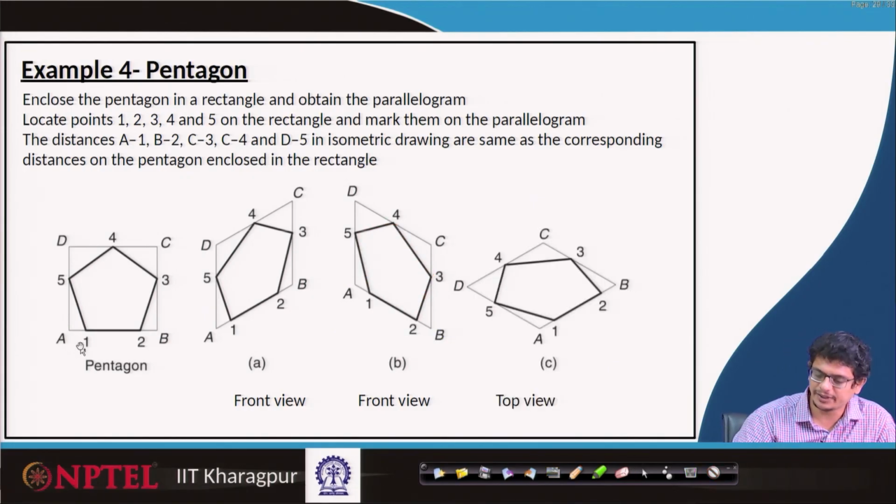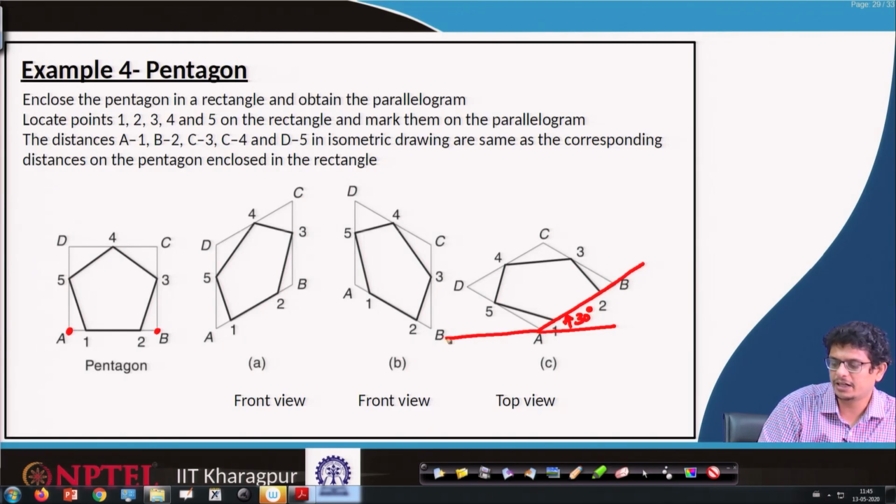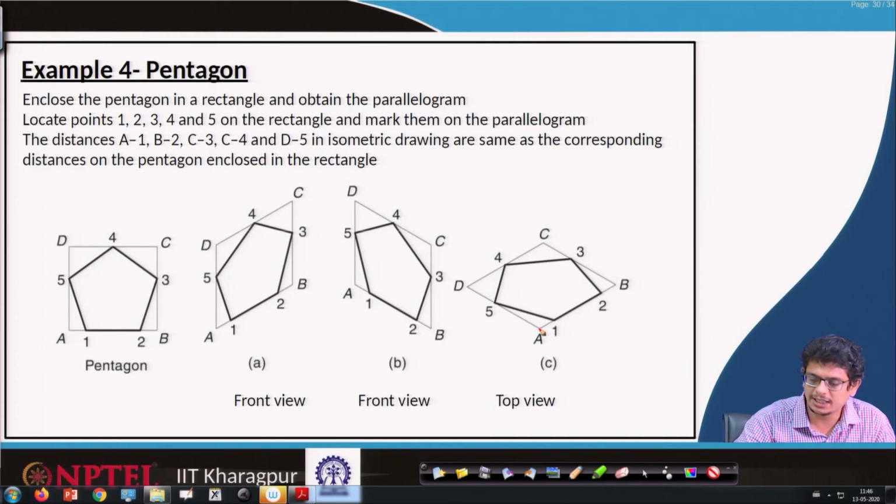So, we rotate in such a way that the AB line makes 30 degrees, and similarly the AD line also makes 30 degrees. So, we locate whatever the AD length is here, the same AD length here we will locate it. Similarly, AB length we will locate. Once that is done, we can construct this rectangle.